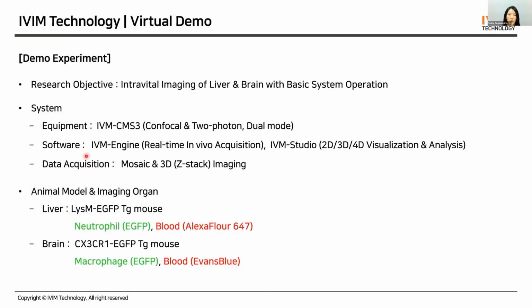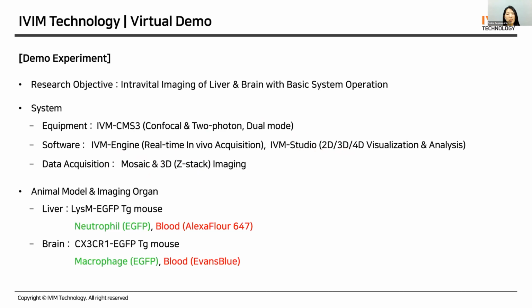And for the software, there are two types of software we have. The IVIM Engine is an image acquisition software, which is fully optimized for real-time in vivo data acquisition. And the IVIM Studio is a post-processing software for 2D and 4D image analysis and visualization. So Alex and Luna will show you the basic system operation using those two software by acquiring mosaic tiling and 3D z-stack imaging.